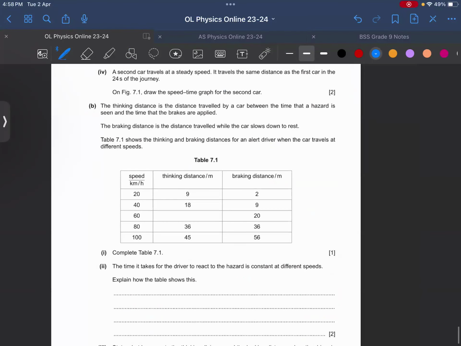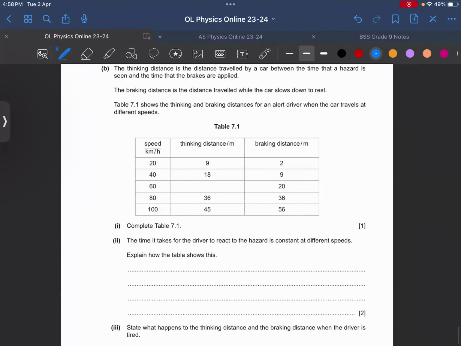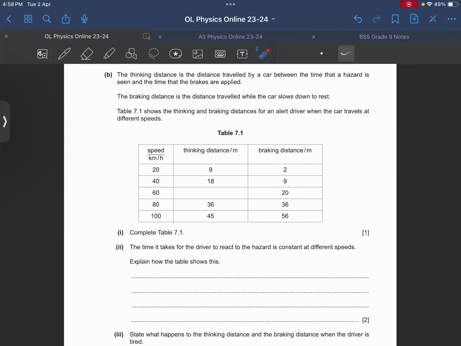Thinking distance is the distance traveled by a car between the time that a hazard is seen and the time that the brakes are applied. Braking distance is the distance traveled while the car slows down to rest. इसमें आपको thinking braking distances का table दिखाया है। Complete 7.1. Speed 20 से बढ़ रही है. Braking distance is not increasing by equal intervals. Thinking distance को देखें तो +9, फिर कुछ मिसिंग है लेकिन फिर +9। So obviously this must also be a +9 increment. 18 plus 9 is 27.